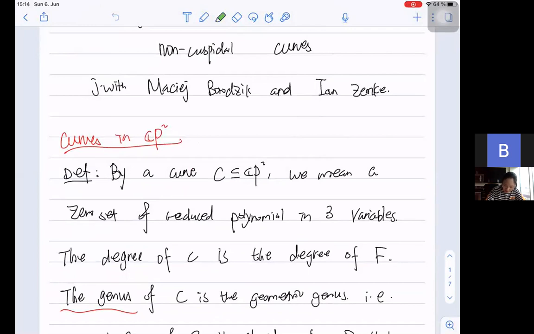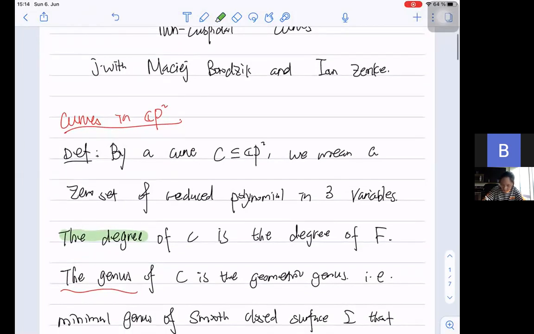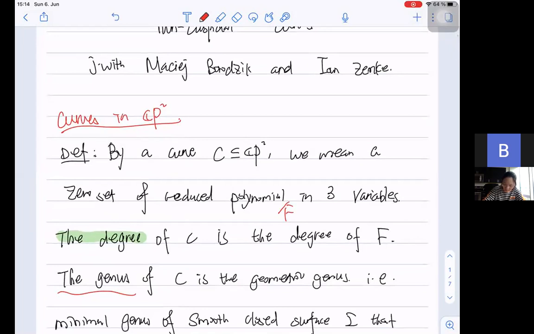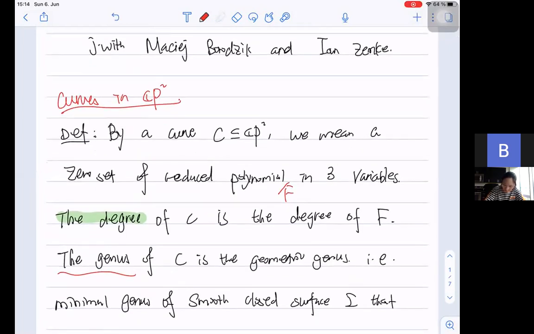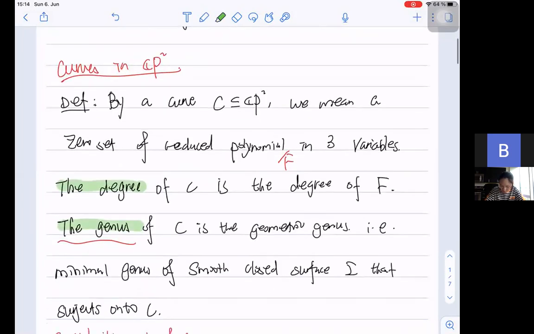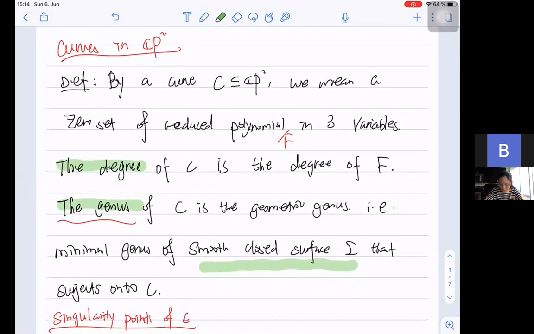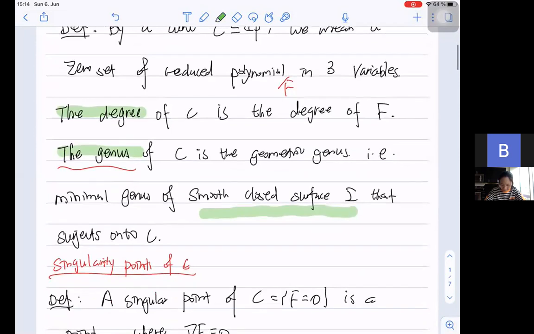The first one is the degree of the curve, which is regarded as the degree of the polynomial f. Sorry, this f denotes the polynomial. The second is the geometric genus of the curve C, which means the minimal genus of a smooth closed surface sigma that projects onto C. If C is rational, the genus is zero, which means we have a map from the sphere that surjects onto C.